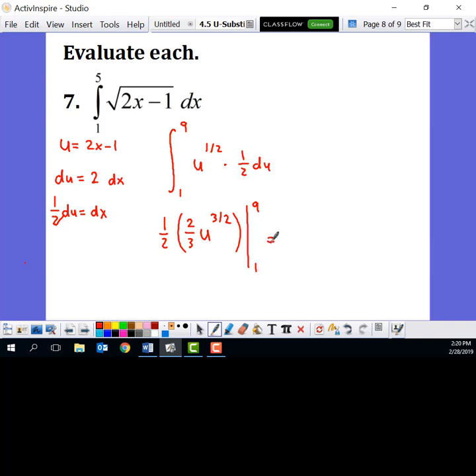So 1/2 times 2/3 gives me 1/3 times 9 to the 3/2 power, and then I subtract 1/3 times 1 to the 3/2 power. So then we can evaluate each one of these. I end up getting 9 minus 1/3, which gives me 26/3. Final answer.